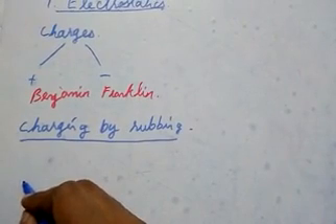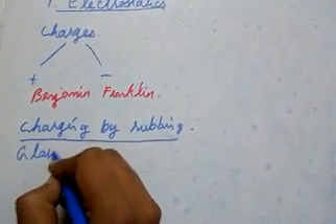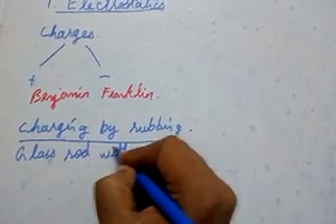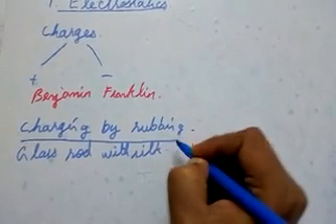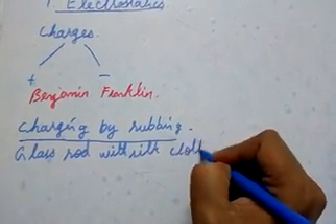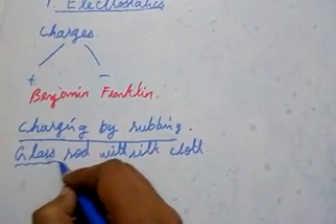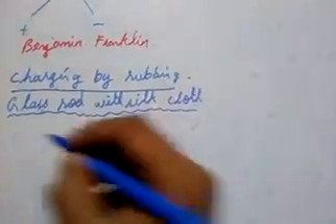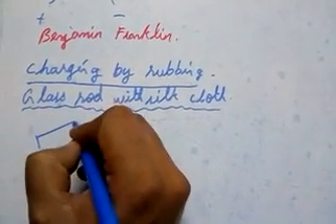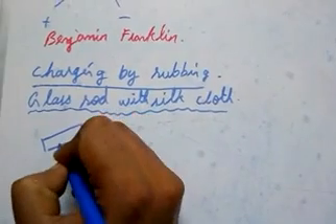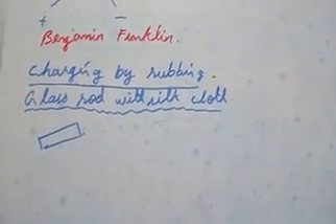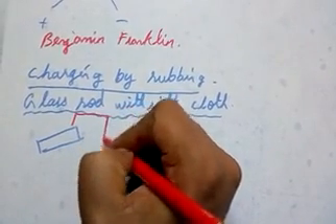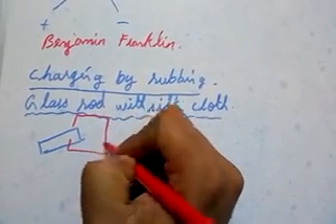So let's take a glass rod and rub it with silk cloth. When you rub a glass rod with silk cloth, let's see what happens. So let's imagine this to be a glass rod, and then we have a silk cloth. This is a silk cloth here.